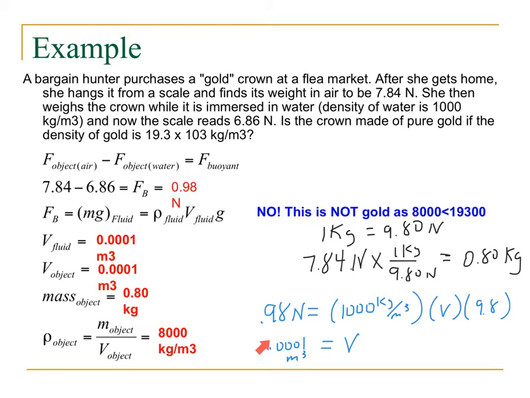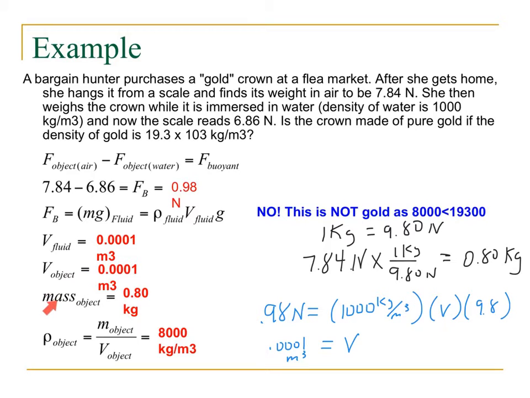0.0001 meters cubed. And so that's why we have the volume of the fluid as 0.0001 meters cubed. And so we know that the volume of the fluid equals the volume of the object, so we have the same volume.